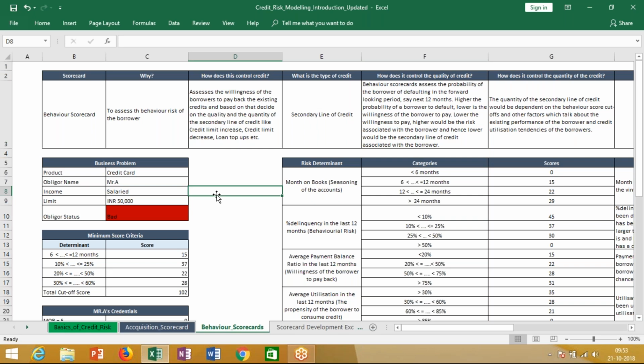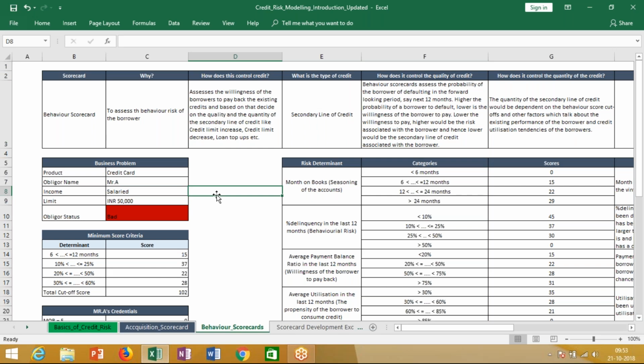So over here, all we want to understand is what are the chances that this borrower would be defaulting in the next 12 months. Now, if I can identify the borrowers who have relatively higher chances of defaulting in the next 12 months based on their payment history, I'll say, okay, this guy has high chances of default. Let's not give the credit back to him. So the question that comes out is how does it control the quantity? So this is the way it controls the quantity and the quality of the credit.